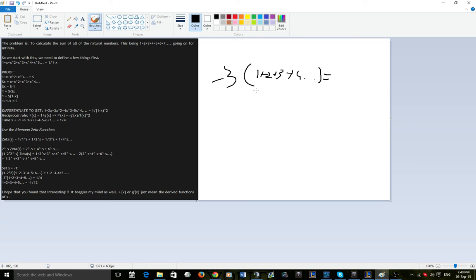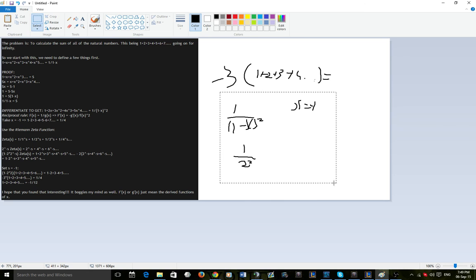equals... Well, what did we define this as earlier? A quarter. And I didn't show you why we defined it as a quarter, so I'll do that now. It equals a quarter because of algebra: 1 over (1 minus x) squared, where x equals -1, so 1 over 2 squared. That's fairly self-explanatory.